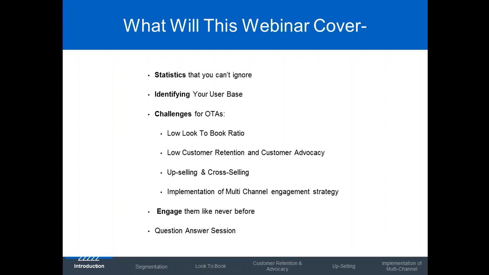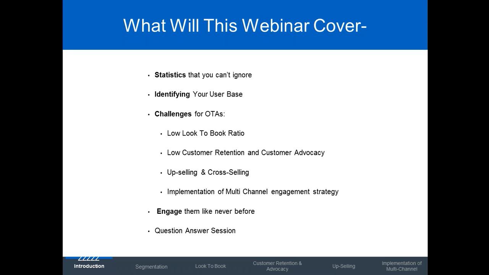What we will try to cover here today are the following. We will quickly run through some stats which will be very insightful. While most of you would also be familiar with these stats, it sets the ground rules for how the landscape has been changing. We will look at how you can identify your base. There are multiple ways today for a marketer to segment. I will share one of the segmentation ways which we effectively use to segment our consumer base.